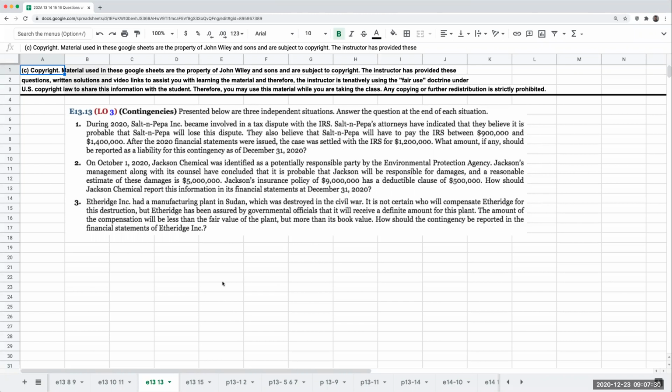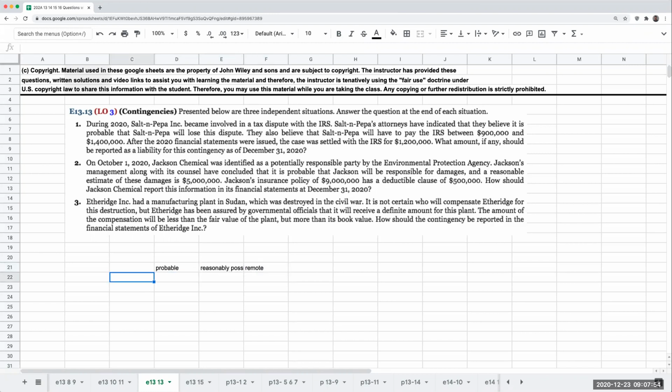So this is exercise 13. Presented below are three independent situations. In terms of a review of contingencies, we have probable, reasonably possible, remote, and then we can estimate, or cannot estimate.